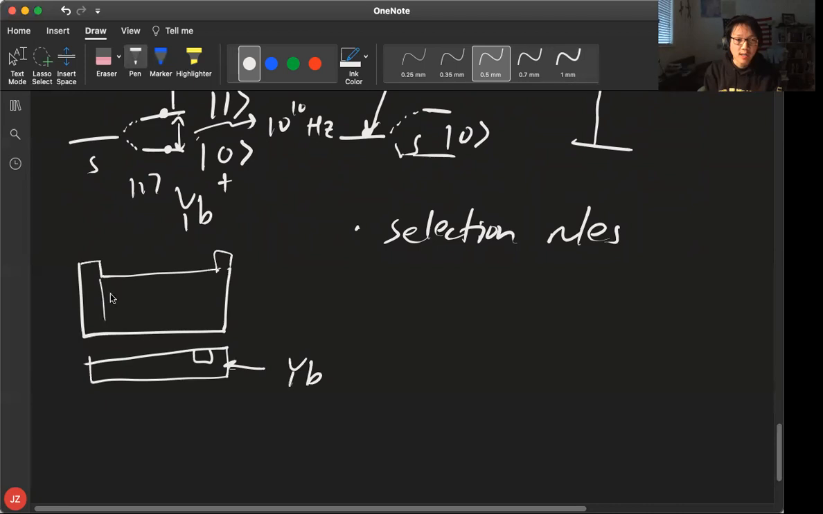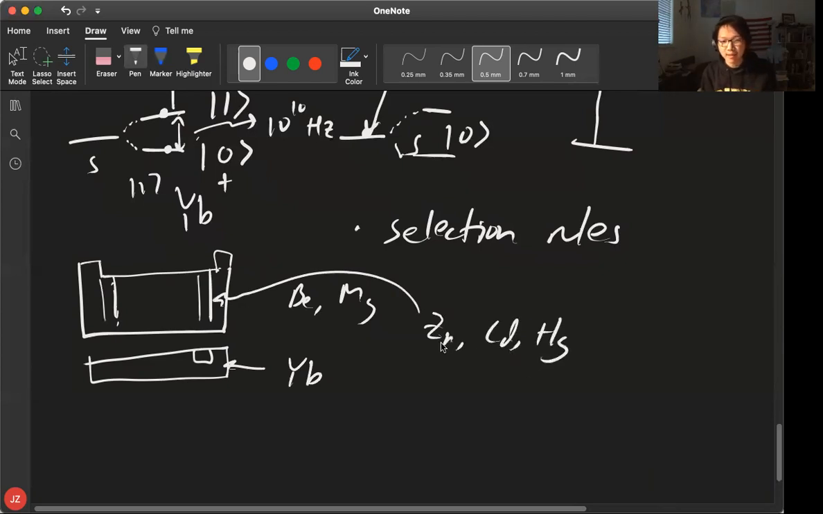Or we could have the alkaline earth metals. So the alkaline earth metals would include beryllium, magnesium, and everything else down this column here. So you could have beryllium or magnesium, ytterbium here, and you could also have some of the elements here, or some of the metals, I should say. So these would include zinc, cadmium, mercury, your heavy metals essentially.